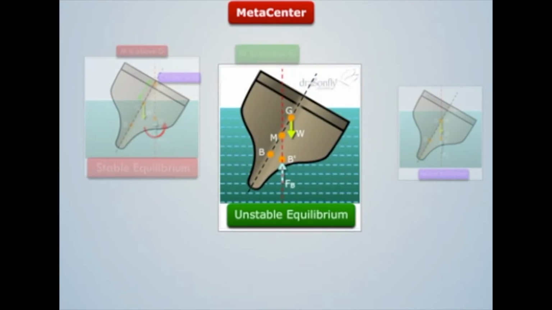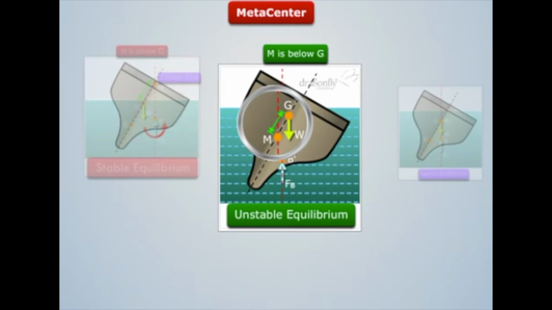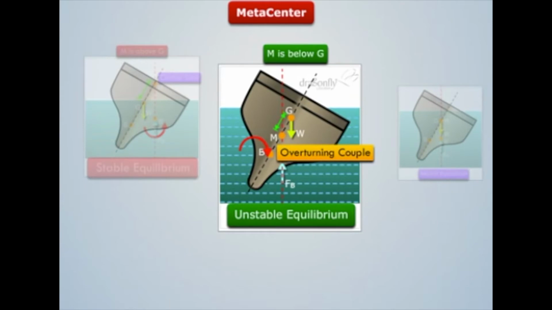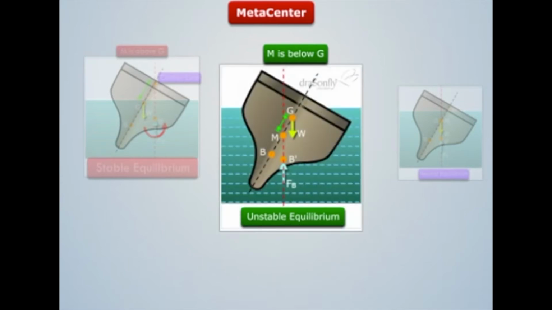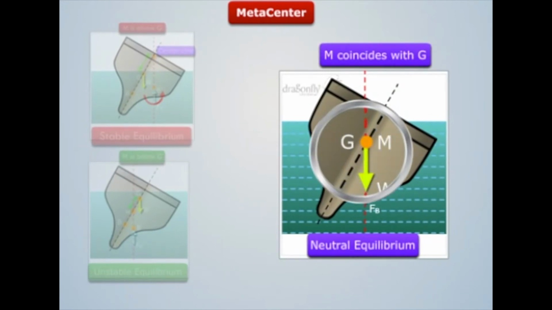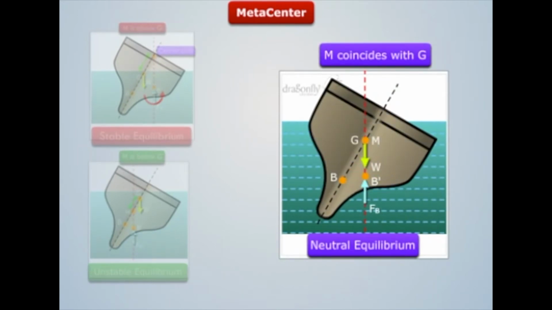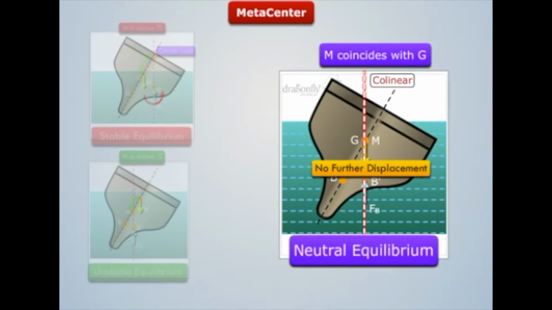Now, when M is below G, then in this case, an overturning couple is formed by the buoyancy force and the weight of the body, which tends to sink the body from its original position. Thus, the body is said to be in unstable equilibrium. And when M coincides with G, then in this case, the line of action of buoyancy force and the weight of the body are collinear and pass through the same point. Due to this, the body neither returns to its original position nor increases its displacement further. Thus, the body is said to be in neutral equilibrium.